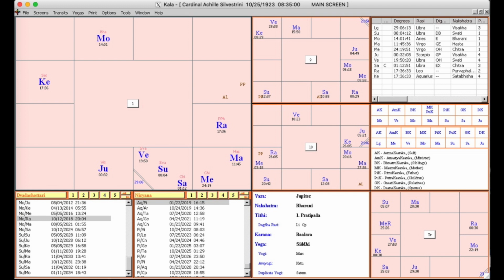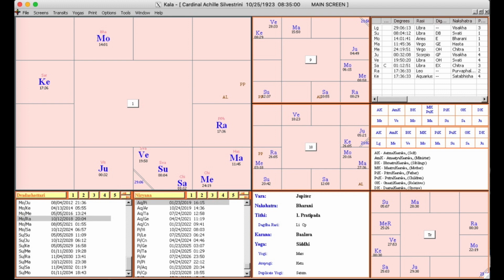Twelfth house. Sorry. Yeah, it's okay. Yes, 12th house. Sandeep, what house is Moon in? 7th house. Yes, 7th house. And Yotsna, what house is Ketu in?